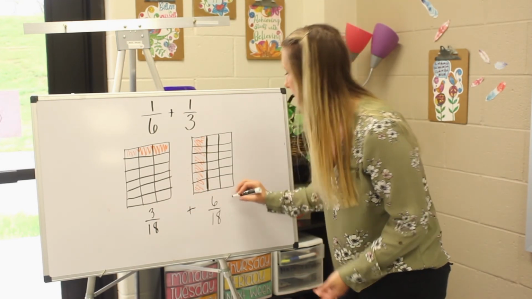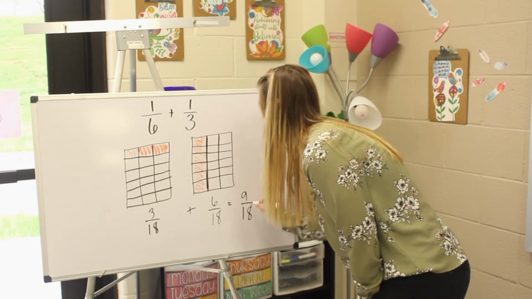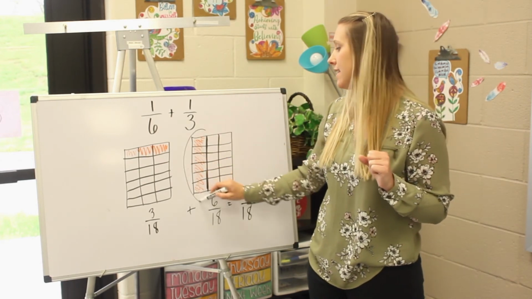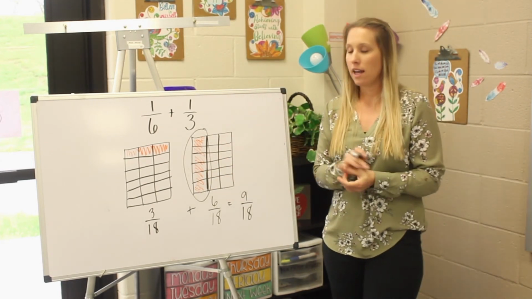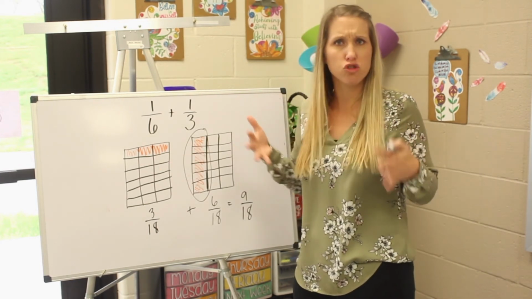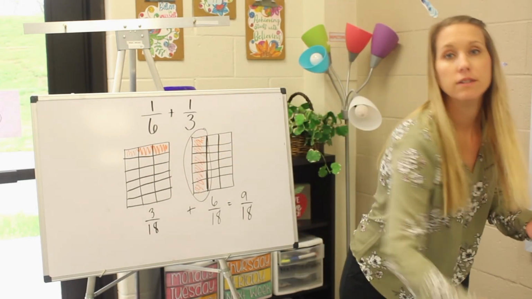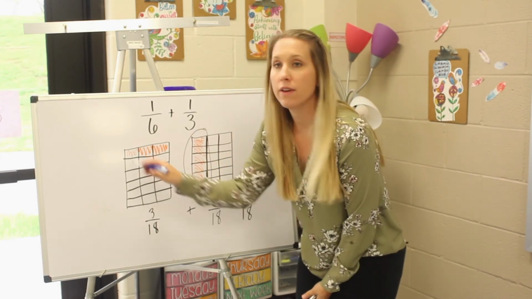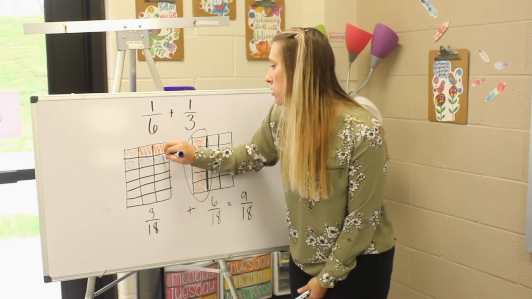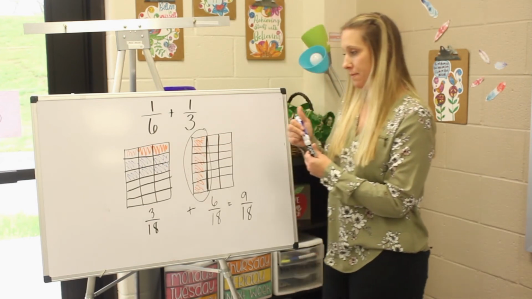3/18 plus 6/18 is 9/18. Now what I want you to do is take these 6/18 and move them over here, because remember we're putting them together. So let's show that. Move these 6/18 over to this model. I'm going to use blue to show that I'm moving this other addend over. 1, 2, 3, 4, 5, 6.